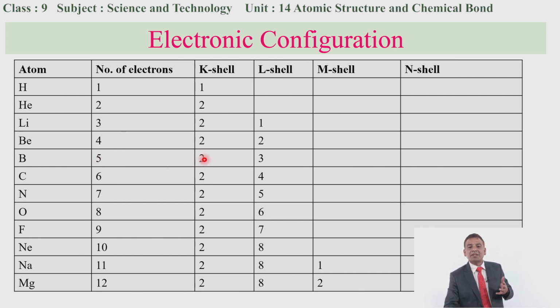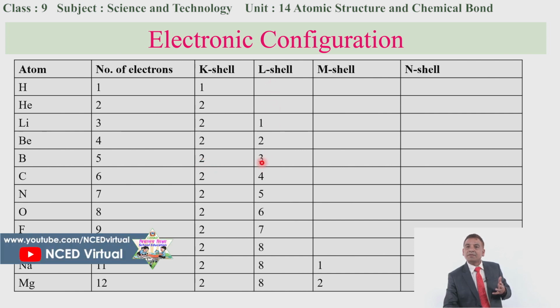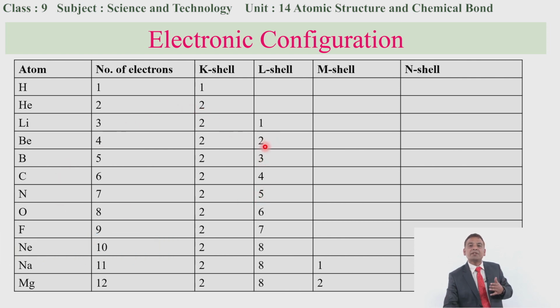So 2 electrons have been kept in the first shell, that is the K shell, as well as 3 electrons in the second shell, that is the L shell. In the same way, we can configure the electrons of other elements also. So just you can see the electronic configuration of sodium.